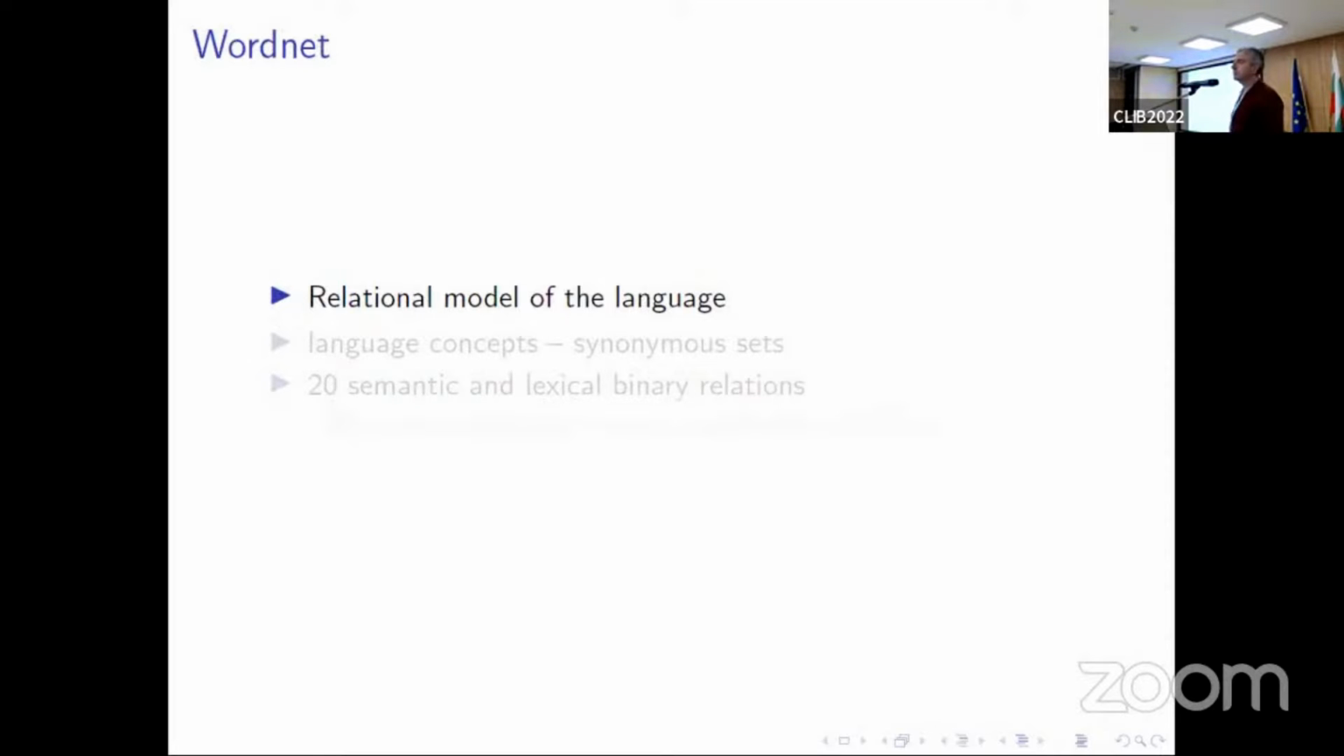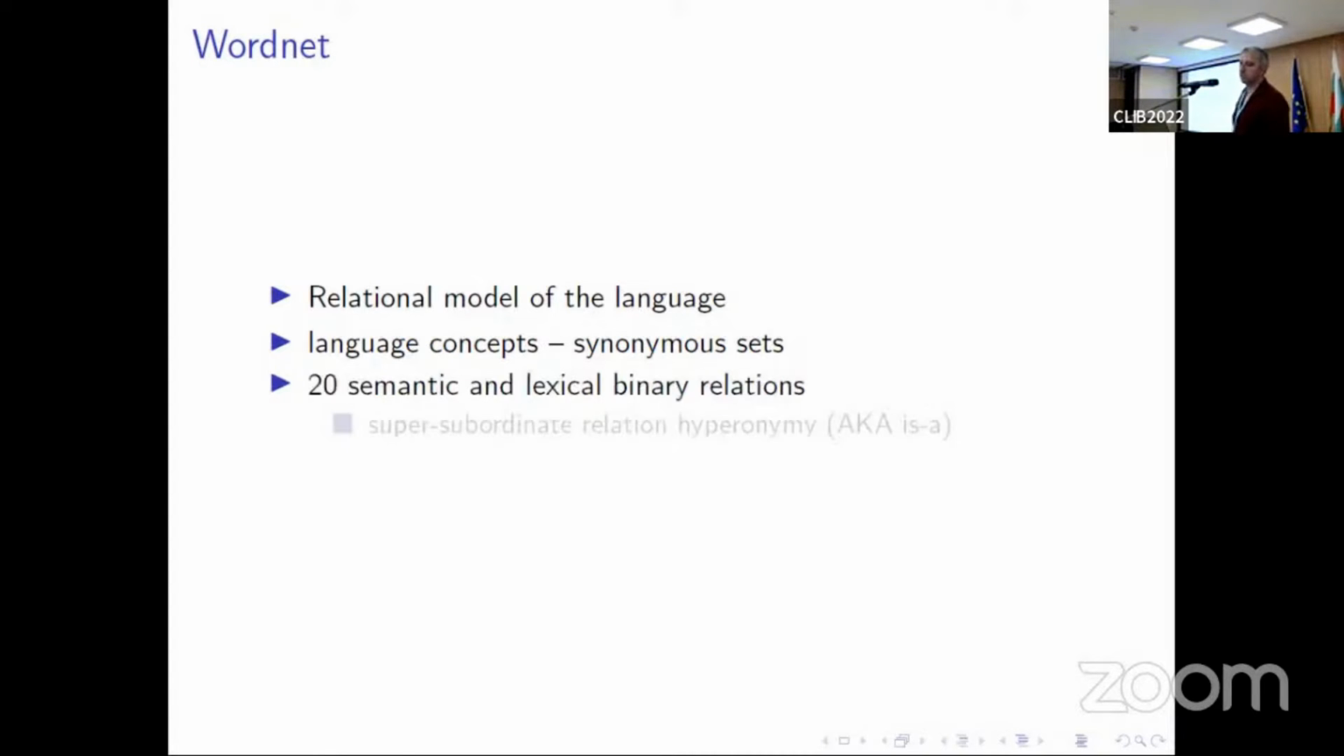So let's start basically with what is Wordnet. It's, of course, some relational model of the language. What we have there is that the words are organized in synonymous sets. And there are more than 20 semantic relations and some syntactic relations. The most important one is the hypernym relation that is used to make a hierarchy and that is somehow defined for all the languages in a similar way.